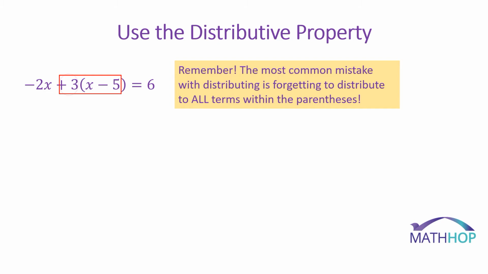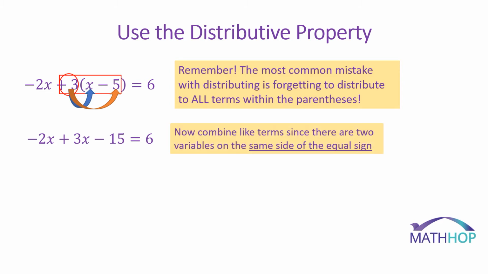So grab that positive 3, and remember it's positive 3 times x, positive 3 times negative 5. That gives us negative 2x plus 3x, right? We got this from 3 times x is 3x. 3 times negative 5 is negative 15. Do not lose this negative sign. Equals 6. Okay, now we have to combine like terms again.